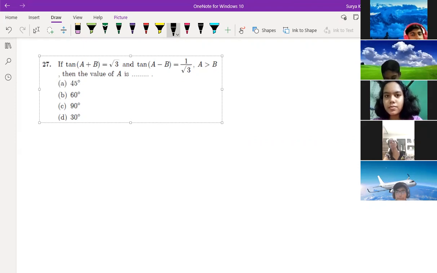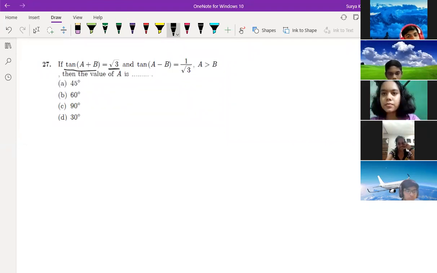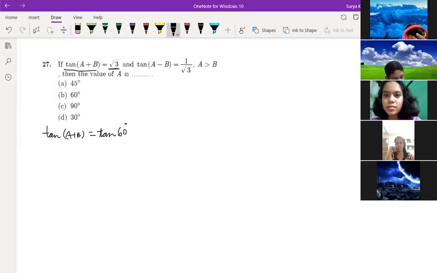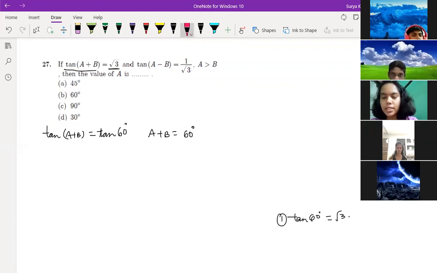Sir, I'll try, sir. See, the basic concept behind this is tan(A+B). If tan comes to this side, then we can cancel tan and tan. So tan(A+B) is equal to tan of which value is root 3? Tan 60 value is root 3. Remember this, the first concept: tan 60 degree gives root 3. So now we can write A plus B is equal to 60 degree. Can we write or not, Kritika? Is it clear? Yes, sir.